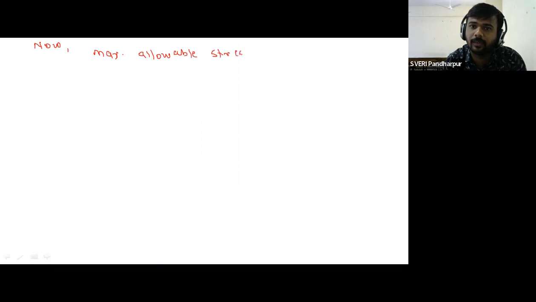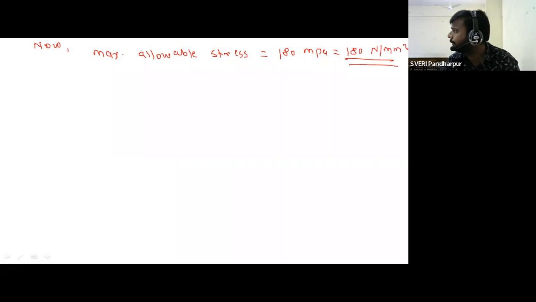Now the maximum allowable stress is equal to 180 megapascal, which is equal to 180 Newton per mm square. Do we know whether this is tensile or compressive? What they have given is one statement, maximum allowable stress. Right, we know this is bending stress only. 180 Newton per mm square. This is the bending stress, but we don't know which.